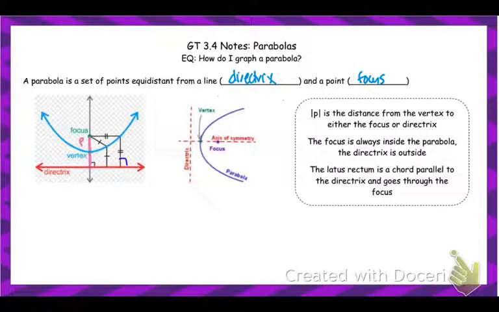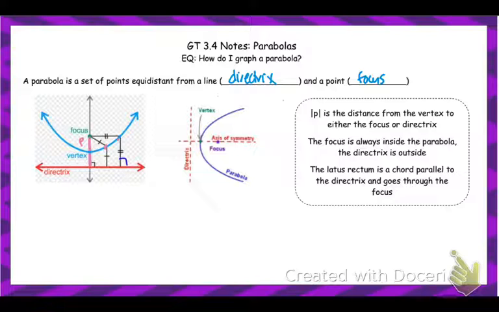What that means is your vertex is halfway in between those two things. And every point that's on that parabola is the same distance, equidistant, from the focus and the directrix. The focus is always going to be inside the parabola, and the directrix is always going to be outside the parabola.